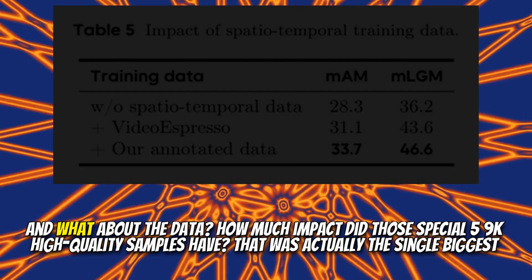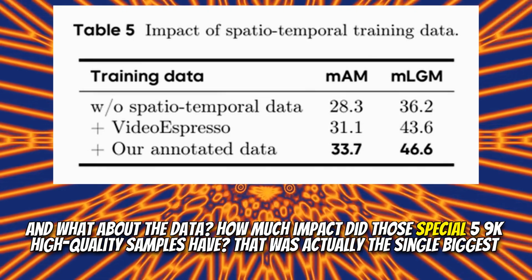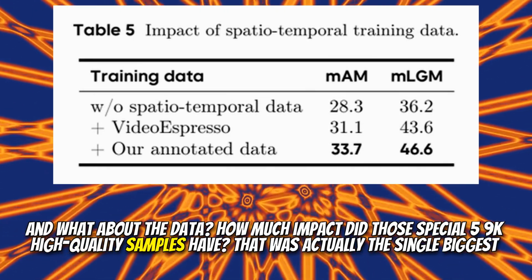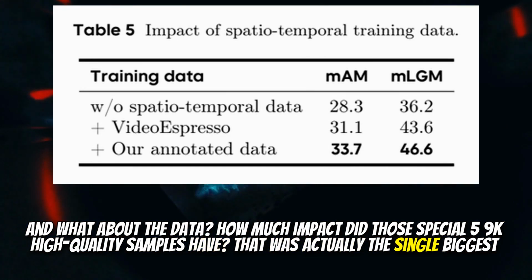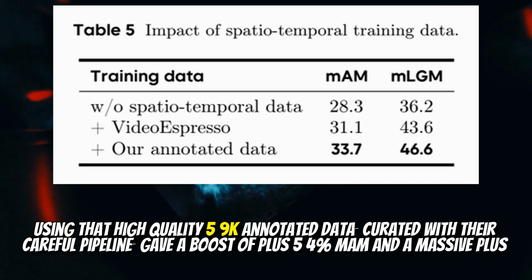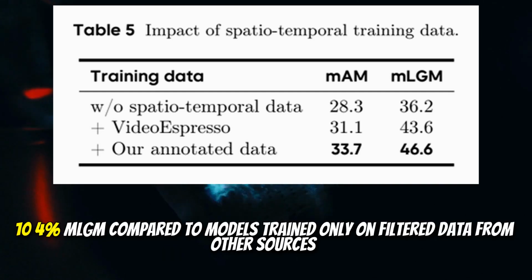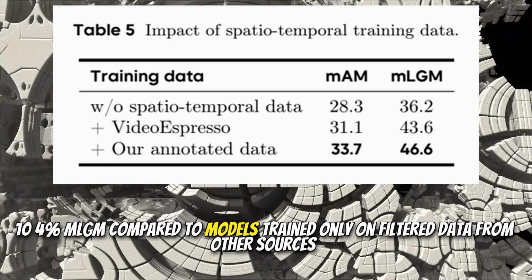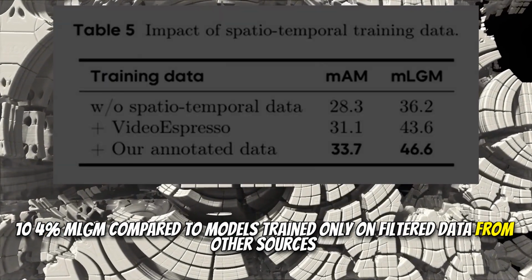Makes sense. And what about the data? How much impact did those special 5.9K high-quality samples have? That was actually the single biggest factor for the grounding performance. Using that high-quality 5.9K annotated data, curated with their careful pipeline, gave a boost of plus 5.4% MAM and a massive plus 10.4% MLGM compared to models trained only on filtered data from other sources.